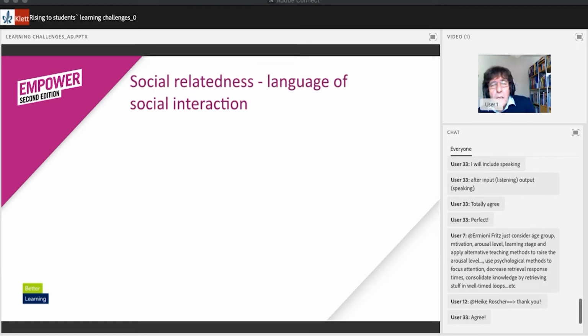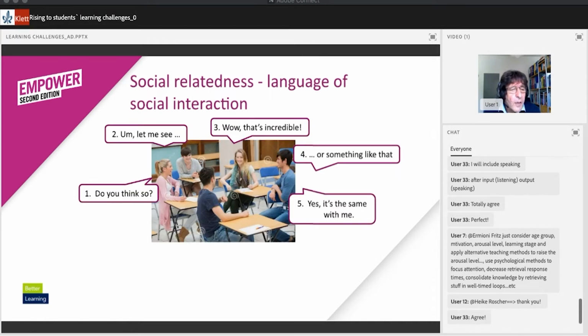And another very important aspect of this, I think, is the language of social interaction. If we want learners to interact with each other, it's obviously going to be very useful and important to teach them the language that they need in order to interact. So just to focus on this a bit, I'd like to show you an example of some expressions which are useful in everyday life, but I think are also useful in the classroom.